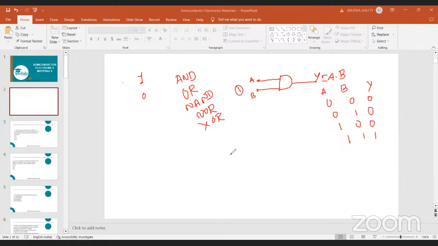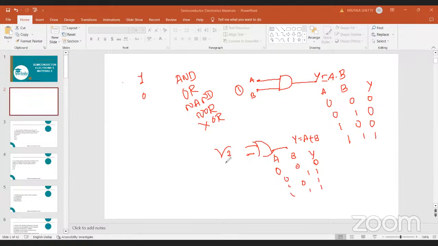Then the OR gate. In the case of an OR gate, the representation is this, and the output is given as Y is equal to A plus B. Here, with the values of A, B and output Y: 0, 0 gives 0, and in all other cases the output is 1. For 1, 1 we get 1, for 1, 0 we get 1, and for 0, 1 we get 1. This is for your OR gate.